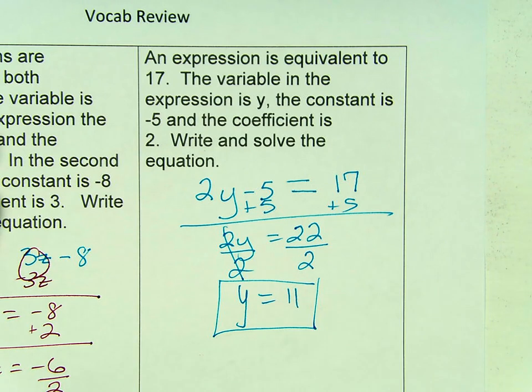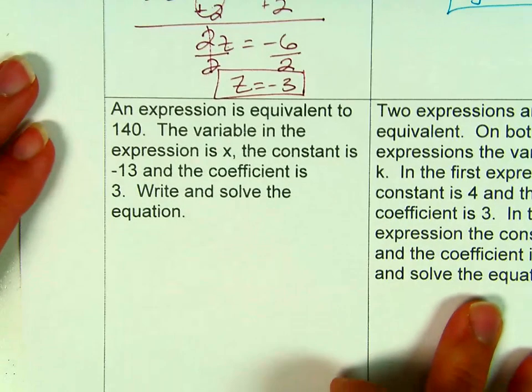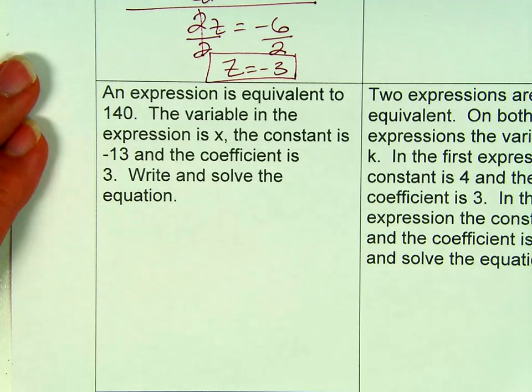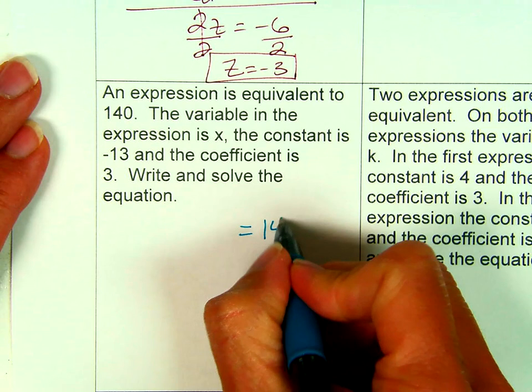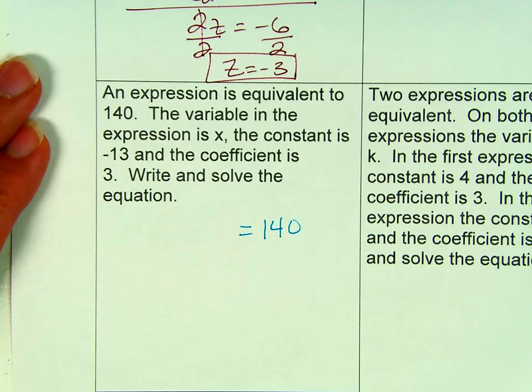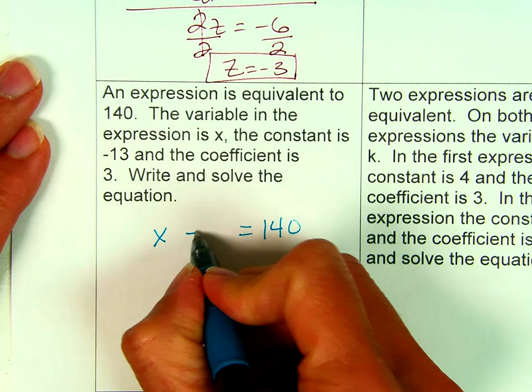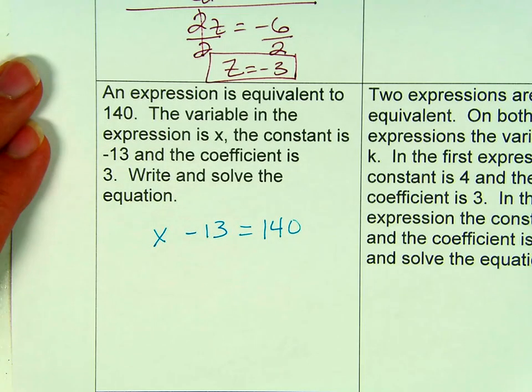All right, let's try another one. We got 2 more. An expression is equivalent to 140. Okay, there I have just 140 on one side again. Let me write it down. Pause if you haven't done it yet, and go back and do it, and then come back. The variable in the expression is x. The constant is -13. The coefficient is 3. Write and solve the equation.